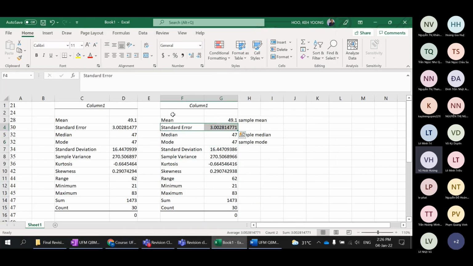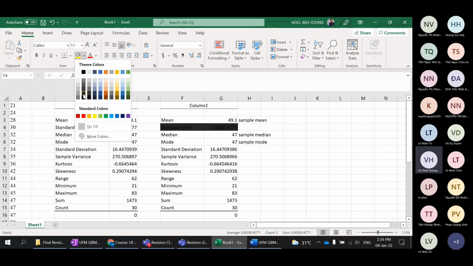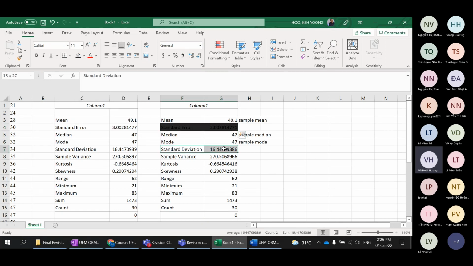Standard error, you can ignore it. How about standard deviation? This is the sample standard deviation, and then the sample variance. If you calculate it manually using the formulas, like just now in question 1 and 2, you should get this value.